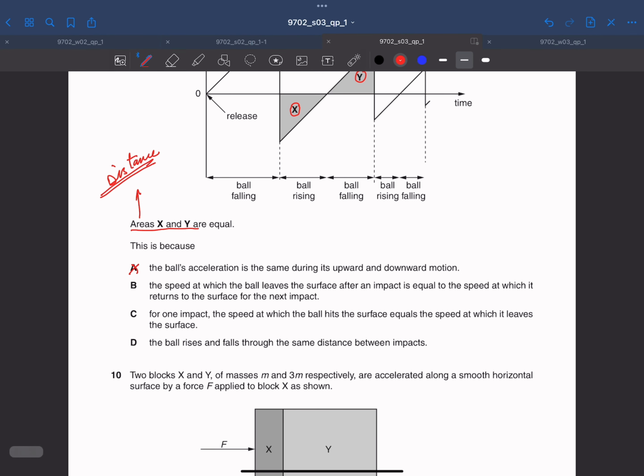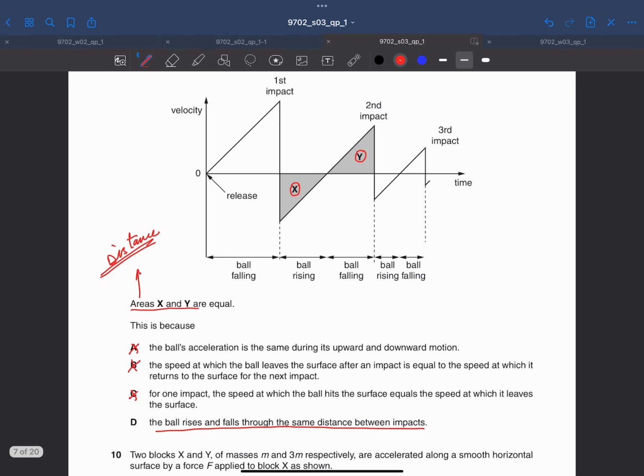The speed at which the ball leaves the surface, again the same thing. We cannot talk about the speed. Here area is nothing but the displacement. So B is not right. Similarly, if you go to the C, for one impact, the speed at which, again the same thing, speed is not our concern. The only point which we can consider here is that the ball rises and falls through the same distance. Why? Because as I said, these x and y areas are showing you the distance.